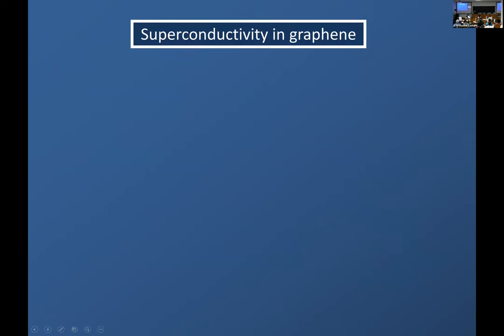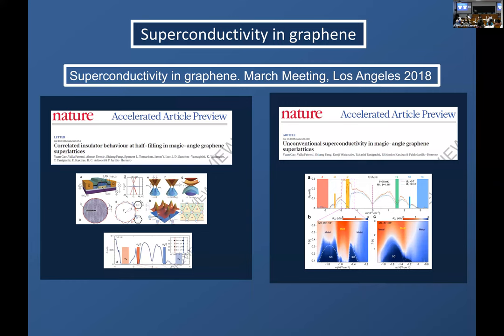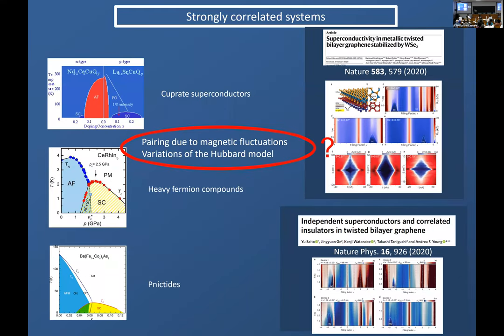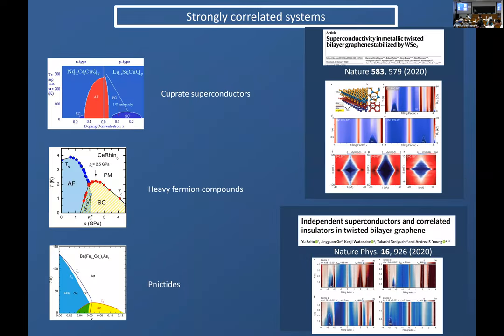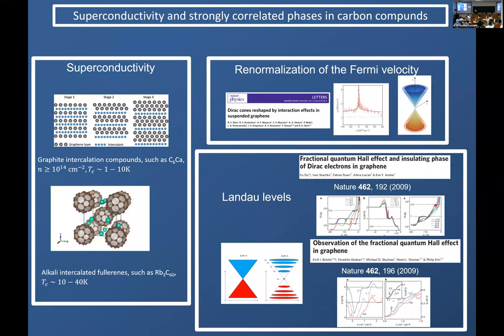Okay, finally. You will remember how these things started, so I will not delve into that. I will just emphasize, as there are people with many backgrounds in this audience, the connections or the differences between twisted bilayer graphene and other more extensively studied superconductors like the cuprates, the nitrides, and so on. And in many cases, as I mention in this slide, the Hubbard model has been the starting point to the study of correlations and superconductivity in these systems.